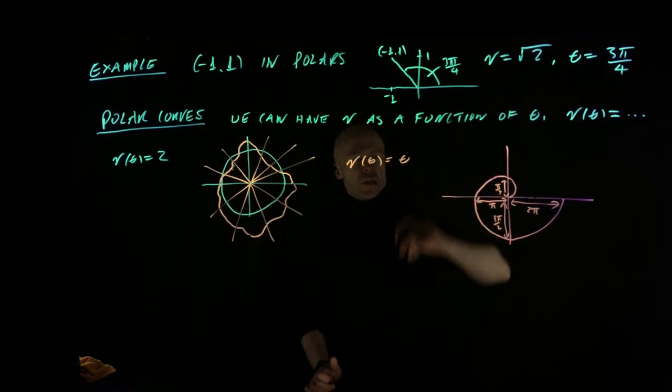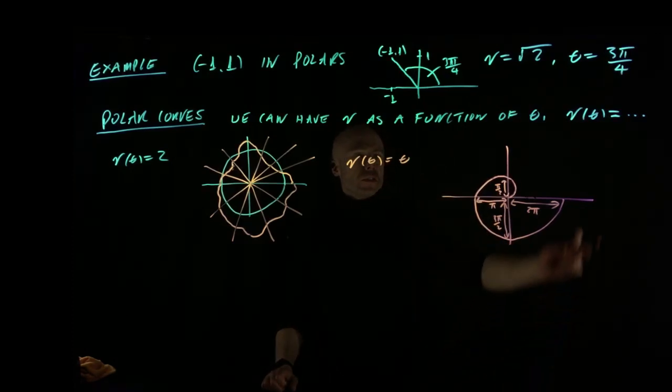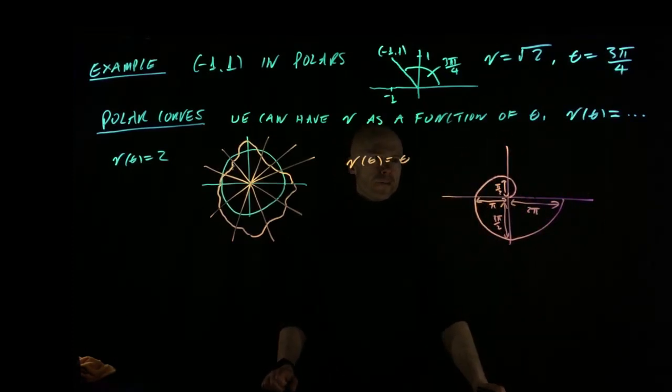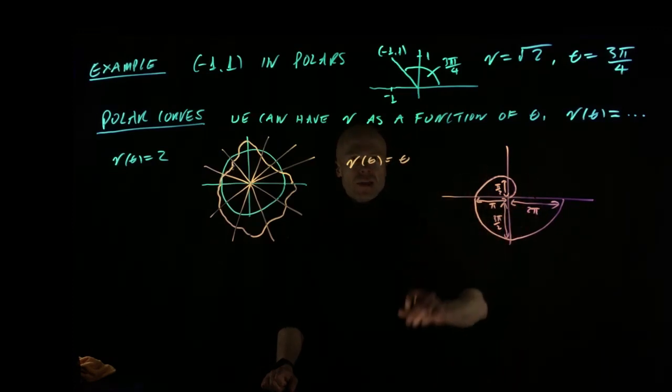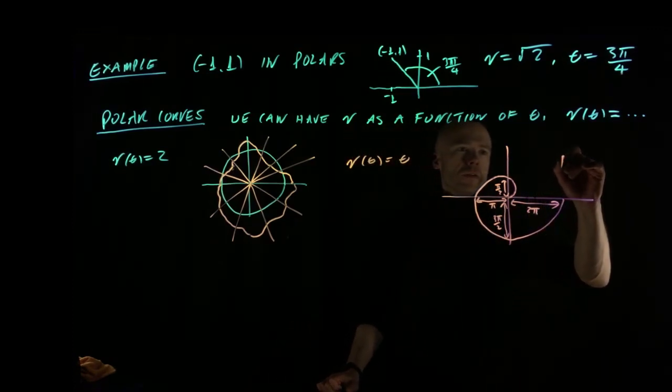And then as we keep going round, if we kept going round, it would just spiral. But I shouldn't say that, because I've only talked about this when we have theta from 0 to 2 pi. So that is our guy for.